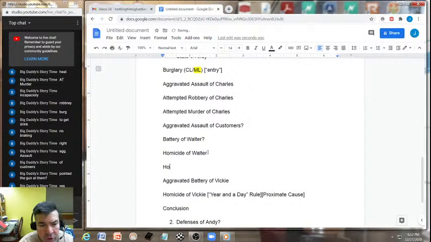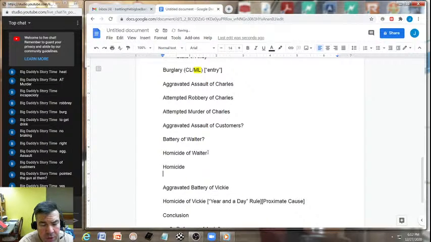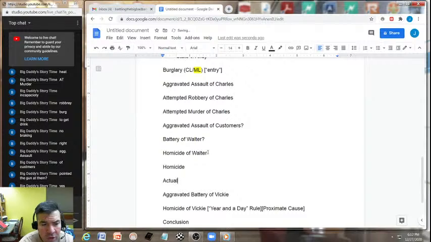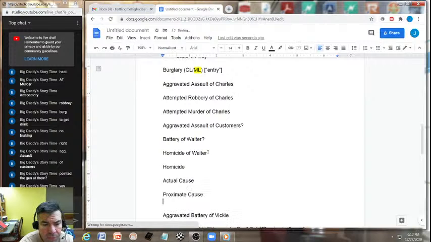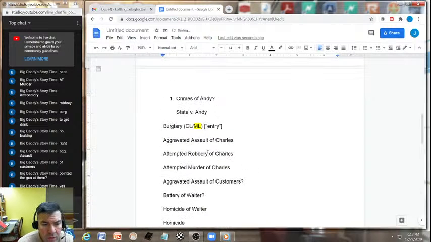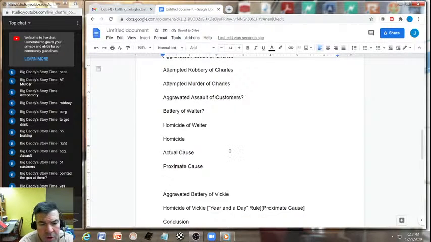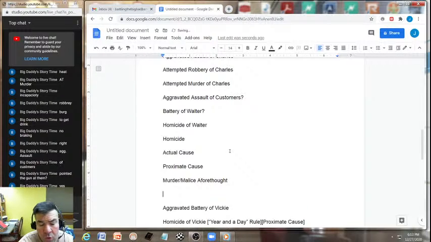Make sure though that when we're talking about homicide, we can actually supra a lot of our rule statements here. I'll just write this out in terms of our template. Homicide, actual cause, proximate cause, and after proximate cause, we're going to put malice aforethought. Actually, excuse me, murder, malice aforethought. Okay, and then which definitely could bring up the felony murder rule here.